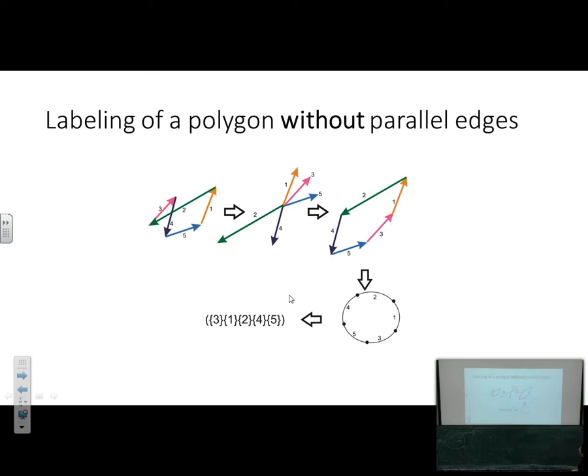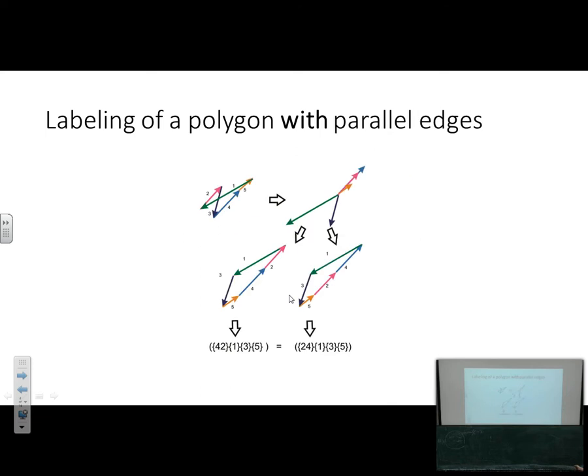Okay, and this was for polygons without parallel edges, but they exist, and assume that there are parallel edges. For instance, for this particular case, number 2 and number 4 are parallel, and so we have no ordering on their slopes, and therefore the most natural thing that we can do is to put them in one and the same set, assuming that there is no ordering inside the set as usual.